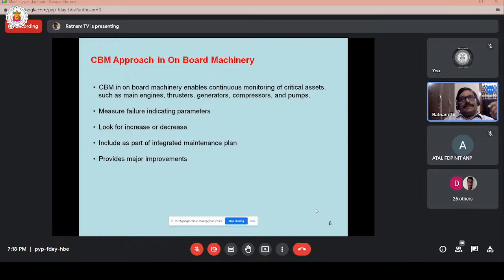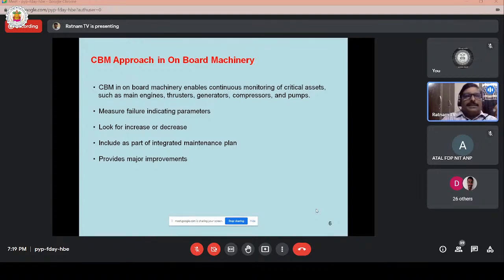Look for increase or decrease. These parameters, whether they are increasing or decreasing, are to be monitored properly, based on the baseline measurement signatures. Initially, the machine will be running in good condition. Those values will be available with the maintenance engineer. Those can be compared with the present measurement, whether it has increased or decreased. That can be trended over a period of time. If it is increasing, there will be an alarming sign of impending fault.